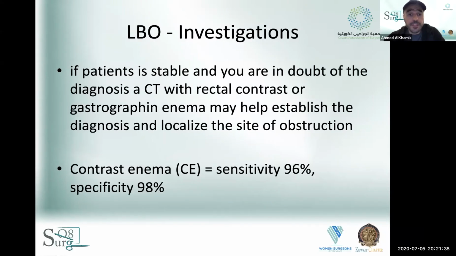So if the patient is stable, you can do either a contrast enema or a CT scan. I prefer CT because you can look at the abdomen and give rectal contrast at the same time. Obviously you're going to use a Gastrografin enema or Gastrografin contrast. You're going to establish the diagnosis very likely, and you're going to know where the obstruction is so that you can make a decision of what to do next.